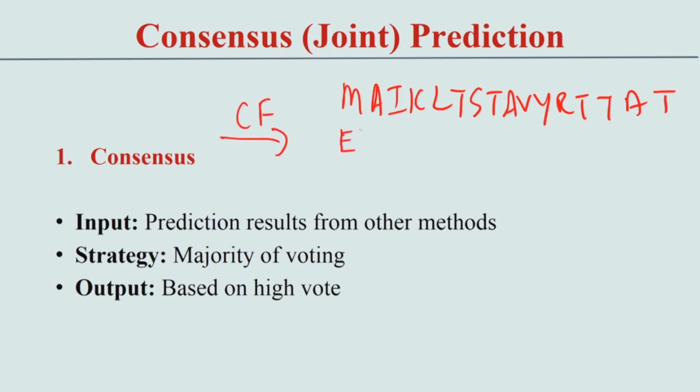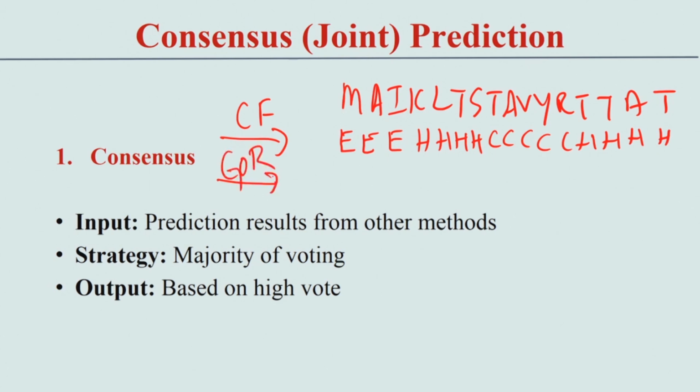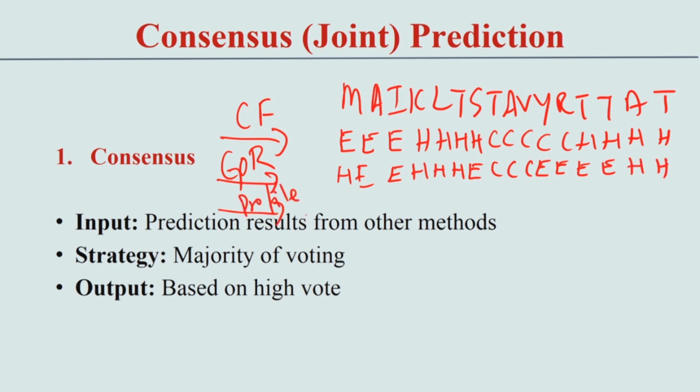For example, this is E, E, E, H, H, H, H, C, C, C, C, C, H, H, H, H. Then we use GOR and we get the secondary structures. For example, it will give you something like this. Then we use a profile and multiple sequence alignment, and we use the neural network, and we get the values.